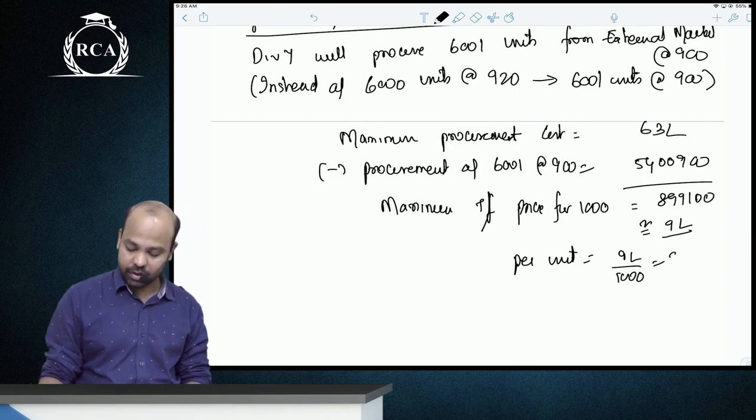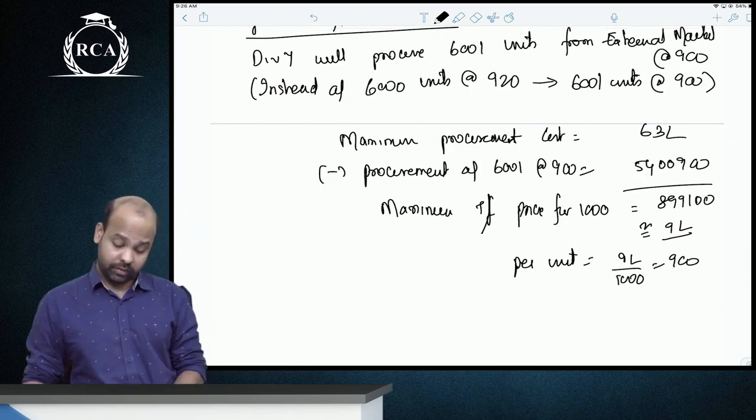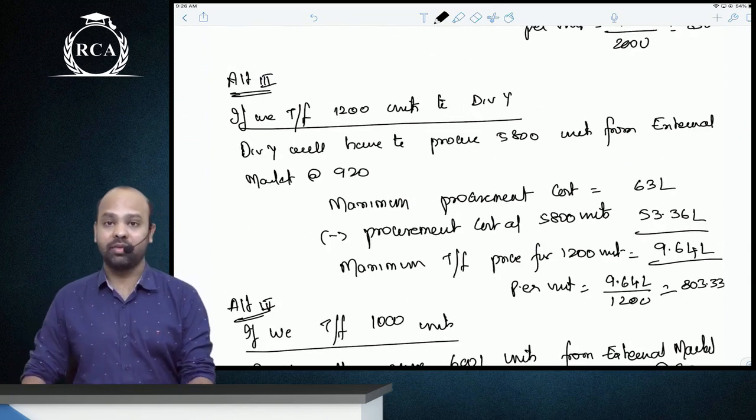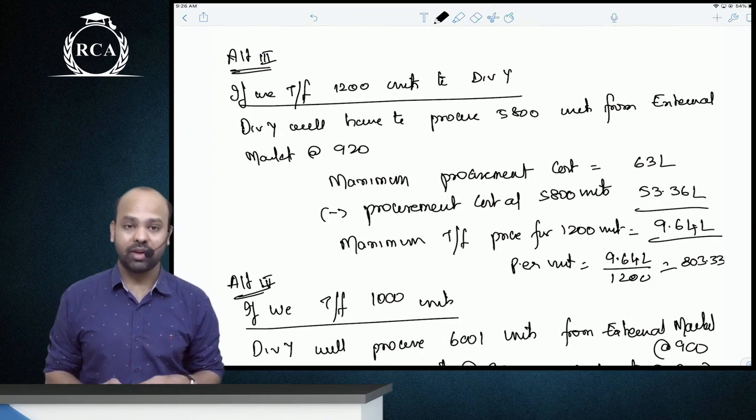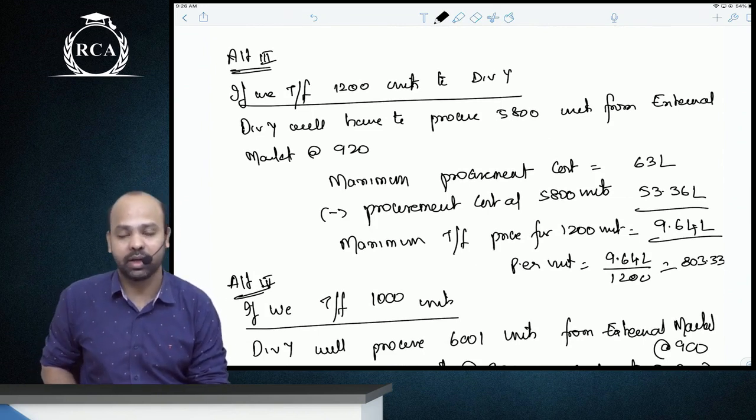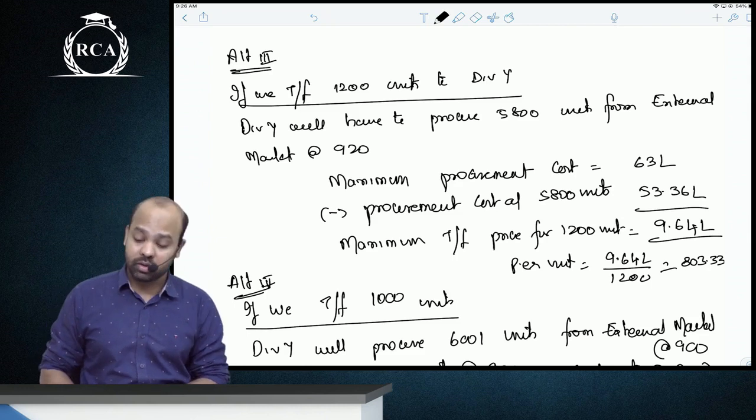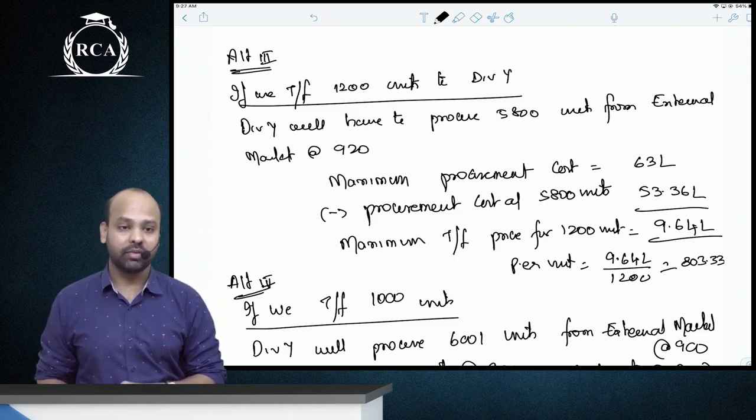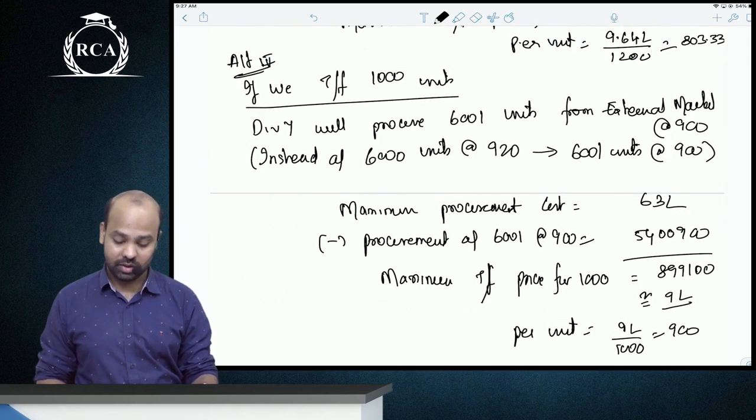Let them carry forward inventory. So this is 900 rupees. I hope you're all done with alternative 3, guys. Just in case you're not done with alternative 3, please pause and copy. I hope you've understood the whole concept of computing maximum transfer price here, guys. This is alternative 3. Pause and copy if you're not done with this. This is alternative 4, guys.